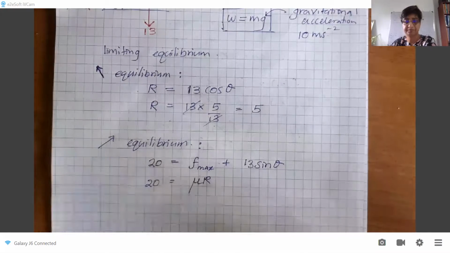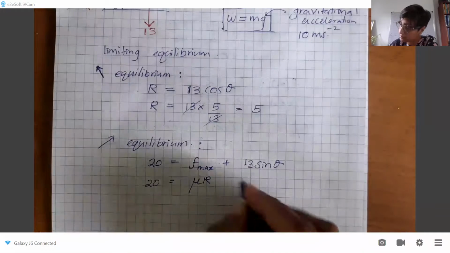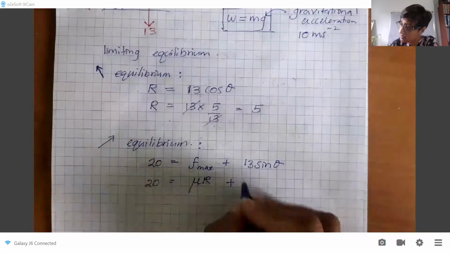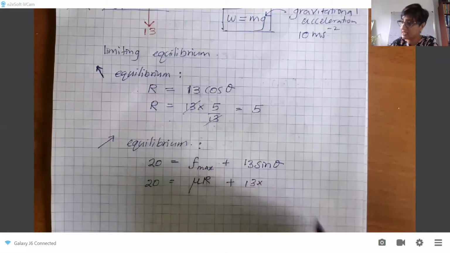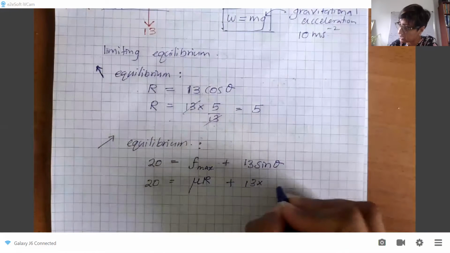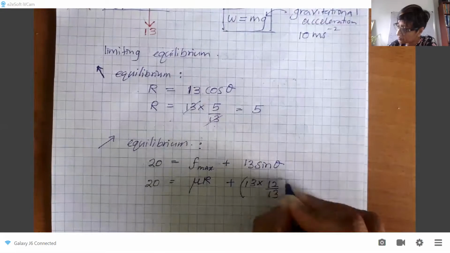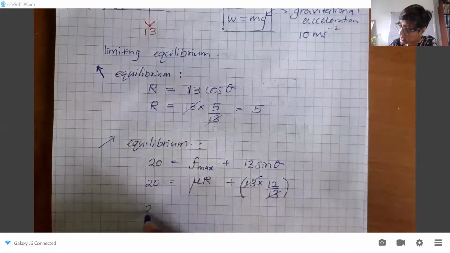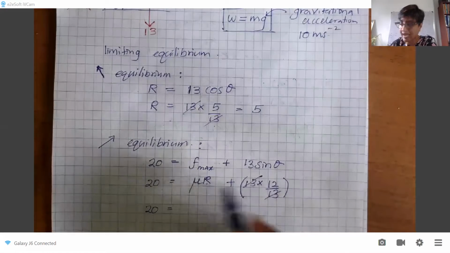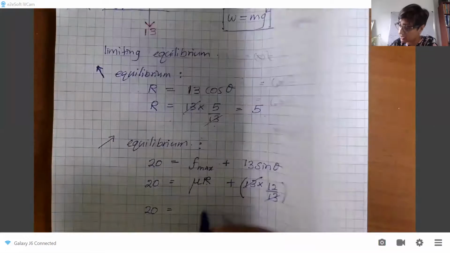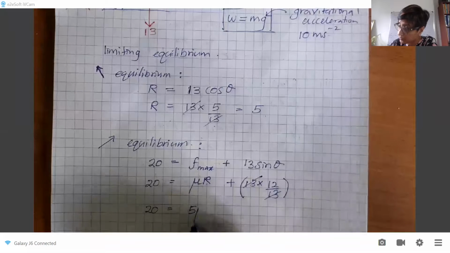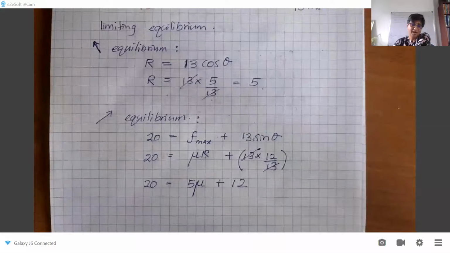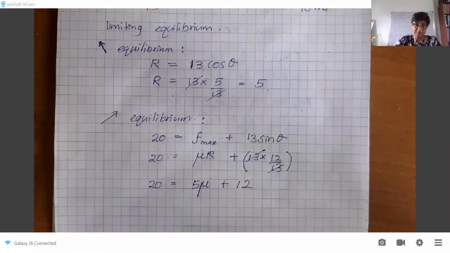F max is mu R plus, and then I can put R from here. I will do that in the next step. Plus 13 sine theta, I have found there 12 over 13. 13 gets cancelled. 20 is equal to R. I have here R. I will substitute that here. So that's 5 mu plus 12. See what a simple equation this is? You can't help but find mu from this.